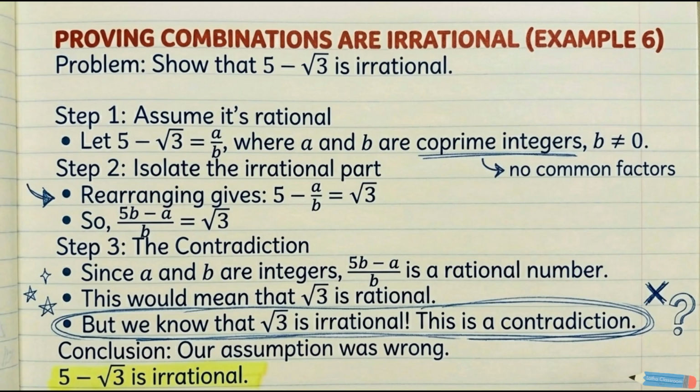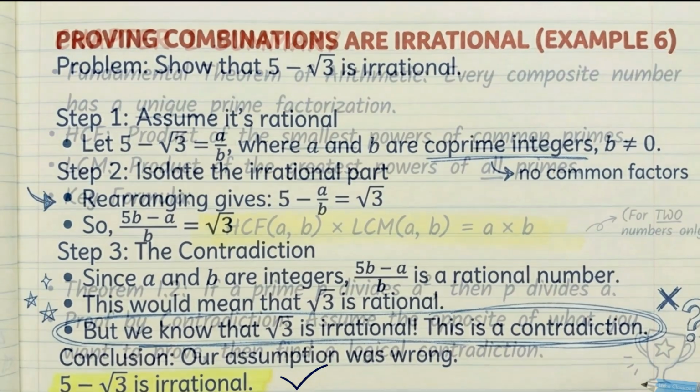The contradiction: since a and b are integers, (5b minus a) divided by b is a rational number. This would mean that root 3 is rational. But we know that root 3 is irrational. This is a contradiction. Conclusion: our assumption was wrong. 5 minus root 3 is irrational.